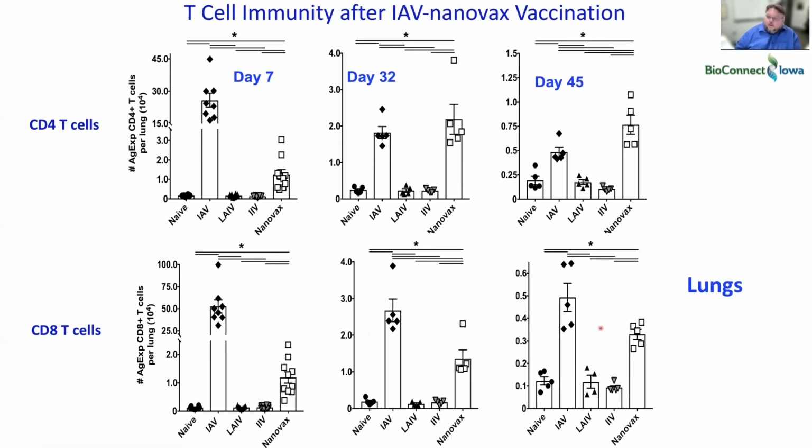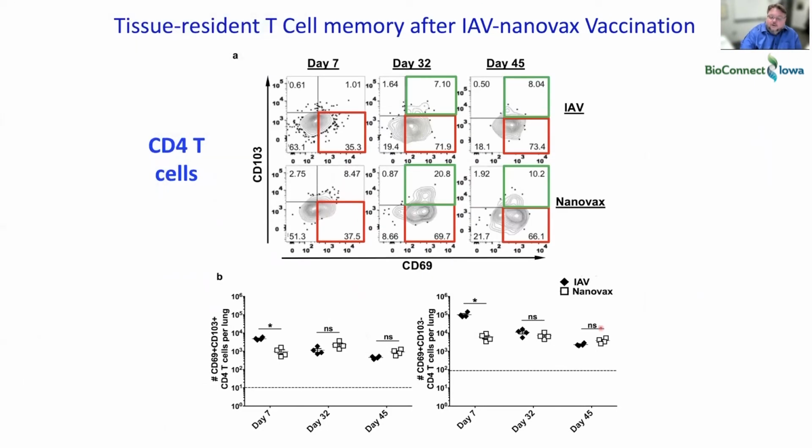Now, one of the things that I talked about early on was we wanted to drive a resident type of T cell response. And so the question is, can we do so? For CD4 T cells, the markers for this are you express CD69 and you're CD103 negative on top of the antigen experience markers. And this is this red box.